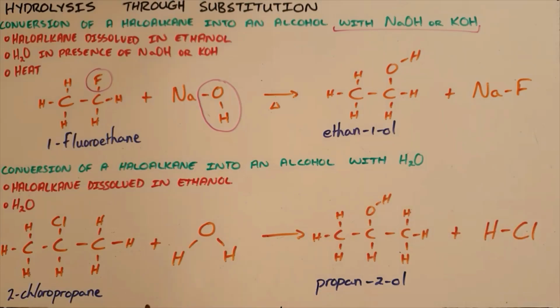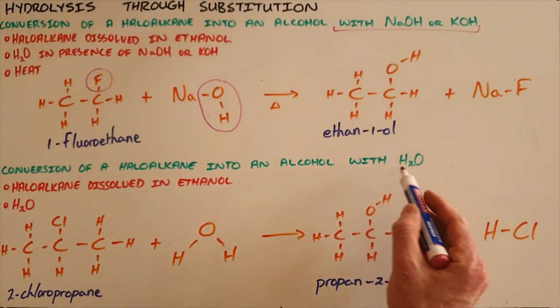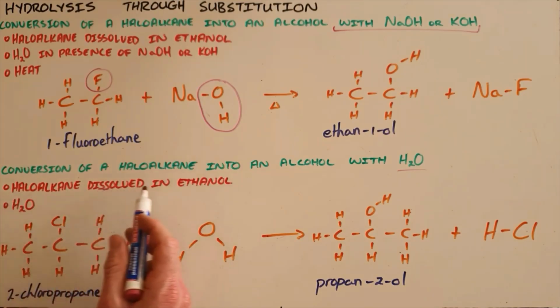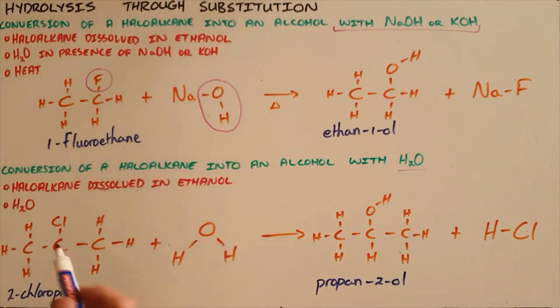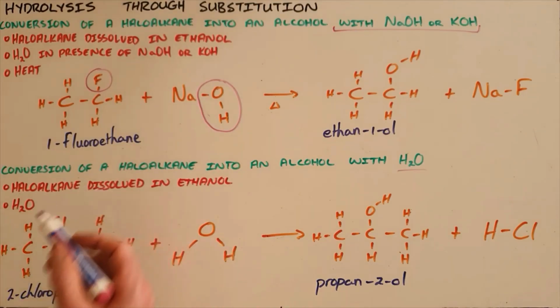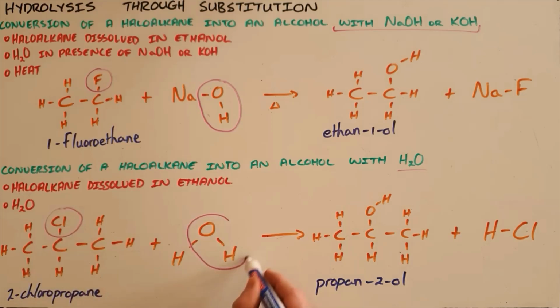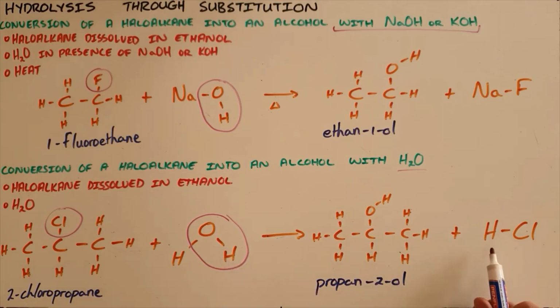The second type of hydrolysis through substitution reaction is with only water, not with sodium hydroxide or potassium hydroxide. The specific conditions for this type of reaction are firstly that the haloalkane must be dissolved in ethanol, same as the previous reaction, and that there must be water present in excess. So in this example, we have 2-chloropropane that reacts with water, and when these conditions are met, we find that the chlorine atom is replaced or substituted by the hydroxyl group from the water molecule, which forms the alcohol propan-2-ol and then leaves us with HCl.